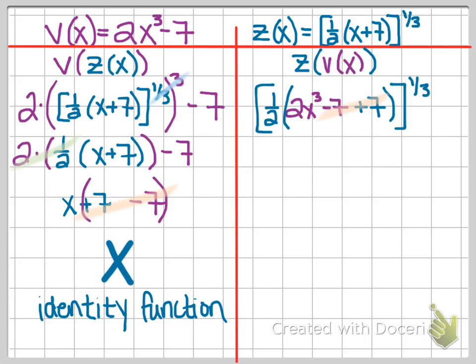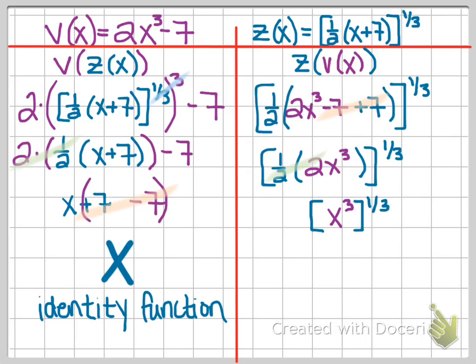Inside, I can see that, again, taking away 7 and then increasing by 7 creates 7 zero pairs, 0 being the additive identity. I'm left with this: 1/2 times a quantity, 2 times x cubed, all raised to the 1/3 power. Again, I see that 1/2 and 2 are a 1 pair. They're reciprocals of each other, creating the multiplicative identity, which again leaves me with a number cubed, all raised to the 1/3 power.